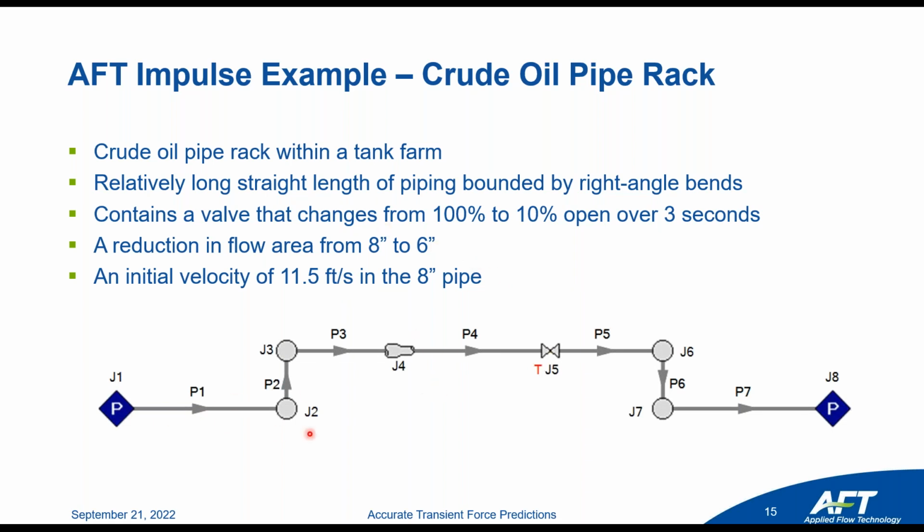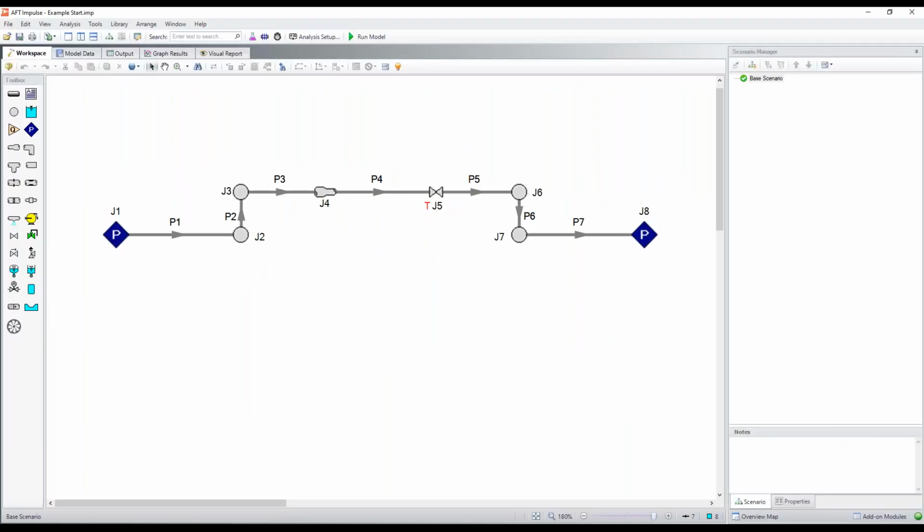And here's just a simple diagram of the system. So we have some pretty long piping upstream and downstream, this pipe 1 and pipe 7. And we have these two elbows here. And pipe 3 is this 8-inch pipe. It reduces in size to this pipe 4, 6-inch pipe. And we have this valve that's going to make a partial movement and propagate some waves upstream and downstream. So I'm going to load this up, or I have it loaded up. I'm going to switch to this in Impulse. And that's exactly what this model is.